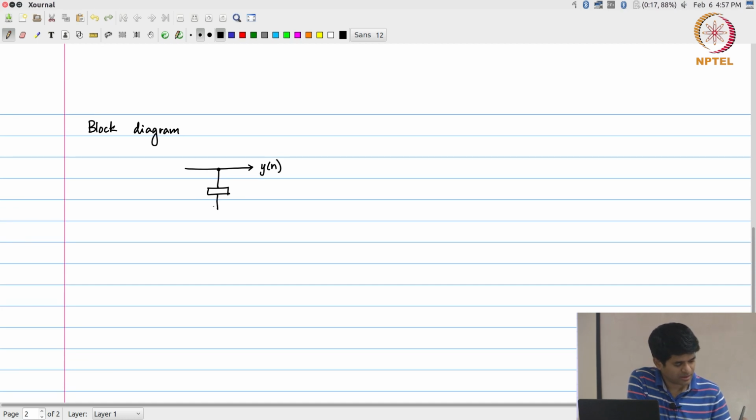Okay. That in turn gets multiplied. So I put a box with a cross sign in to indicate multiplication, and I indicate the coefficient of multiplication by the side of that, and this value gets added to another input which is x of n. Okay. So what we have done over here is we have certain blocks.